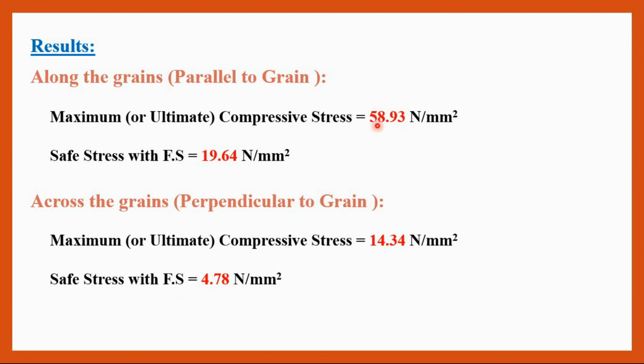By observing the values, the strength is more along the grains and lesser across the grains. Generally strength is more when a load is applied along the grains, because of the tubular structure of wood grains, which is strong along its axial direction and weak in the perpendicular direction. That's why we got the maximum along the grains and lesser across the grains.